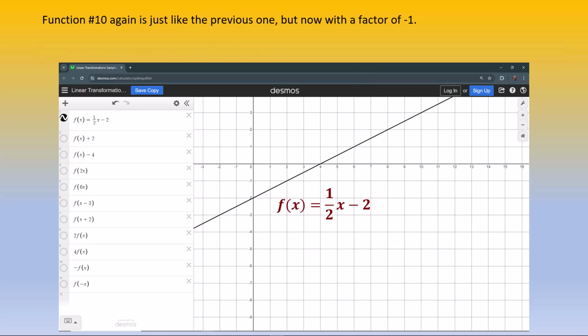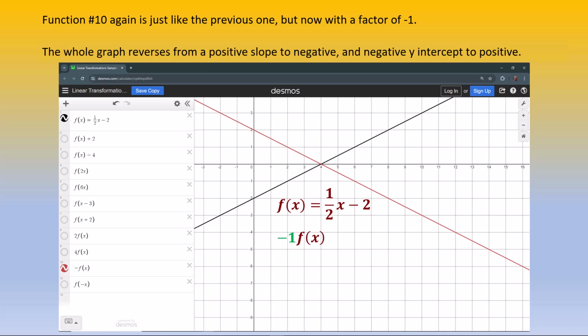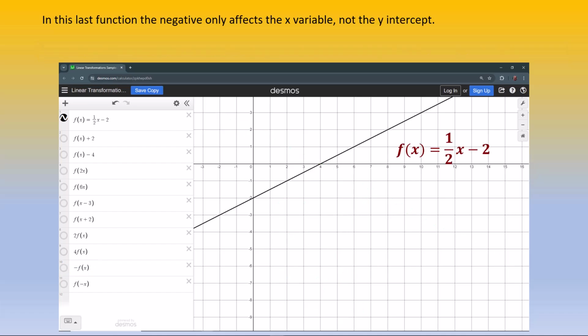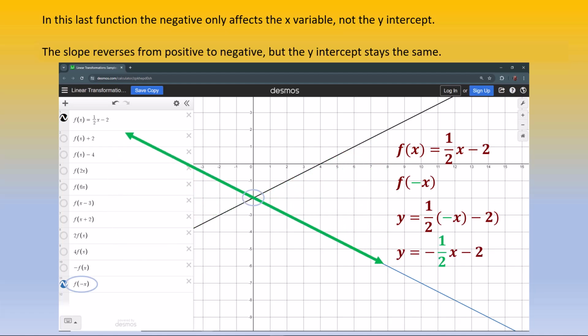Function number 10 again is just like the previous one, but now with a factor of -1. The whole graph reverses from a positive slope to negative and negative y-intercept to positive. In this last function, the negative only affects the x variable, not the y-intercept. The slope reverses from positive to negative, but the y-intercept stays the same.